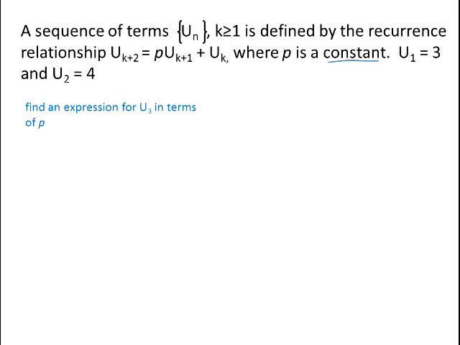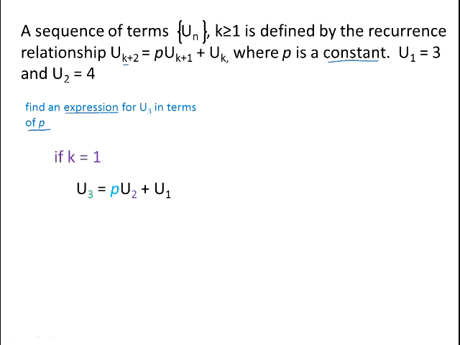So find an expression in terms of p. That wording you should be very familiar with by now. So it has to have p in our answer. So let's just go with it and see what happens. So if k is 1, because remember we want u3, and we need to put a 1 in there to make u3. So if k is 1, we're going to have u3 equals p u2 plus u1. Just put in the 1 where you see a k up in this top formula here.